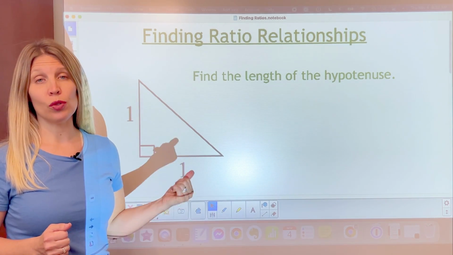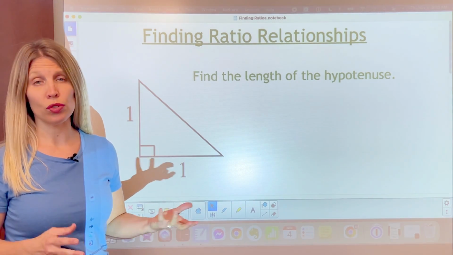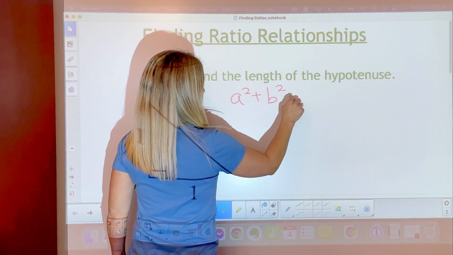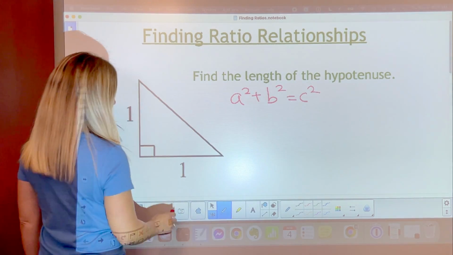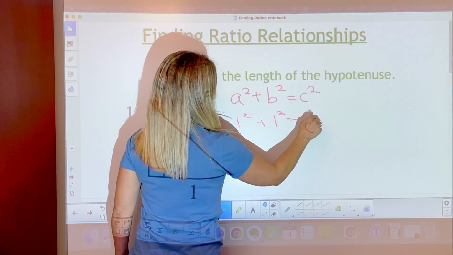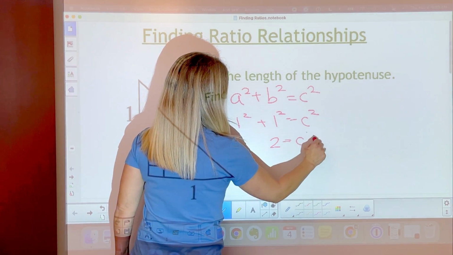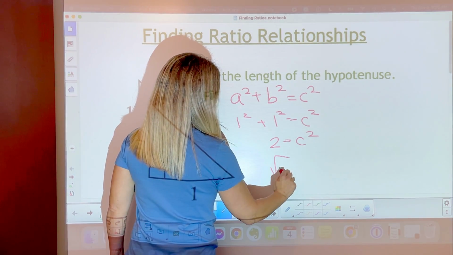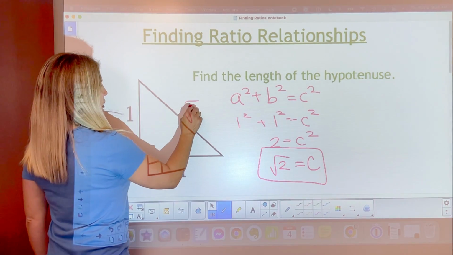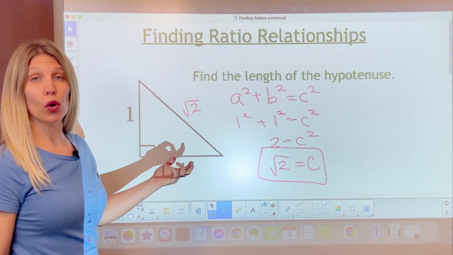So the first thing we're going to do is look at this very basic triangle, okay? All I want you to do is find the length of the hypotenuse, which should be super easy for you, right? We're going to use a squared plus b squared equals c squared. A is 1, b is 1, and then we're solving for c. So 1 squared plus 1 squared is 2, so 2 equals c squared. So the square root of 2 equals c. That's what you need to know for the hypotenuse. It's a 1, 1, square root of 2 ratio.